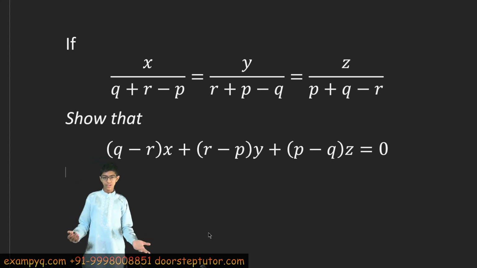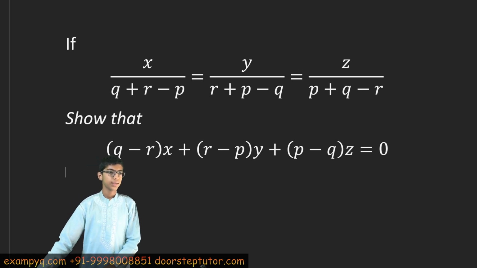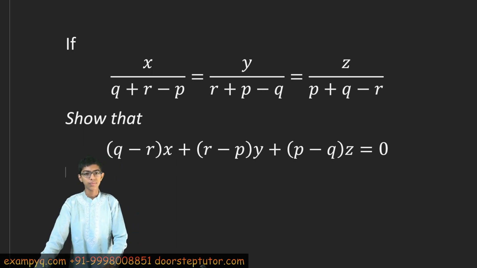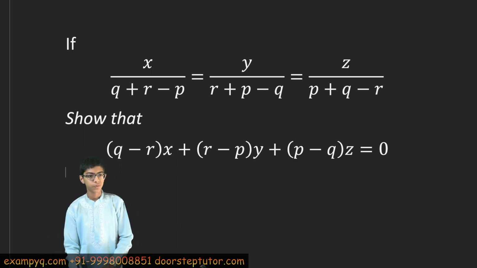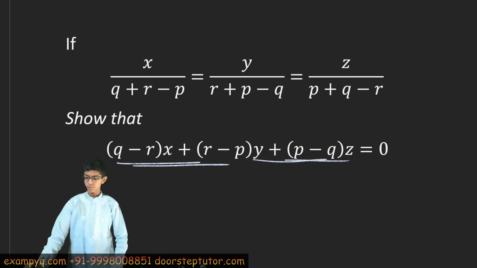Let's solve one more interesting question. So here we have the question: if x upon q plus r minus p equals y upon r plus p minus q equals z upon p plus q minus r, we have to show that this supposition is true.